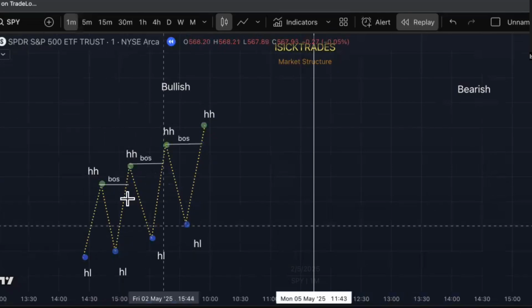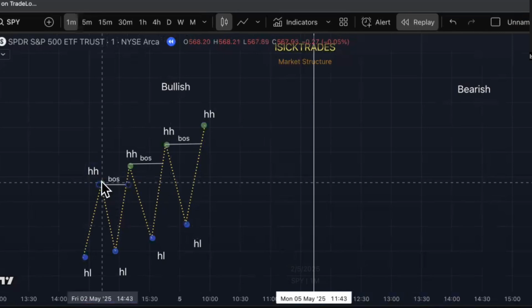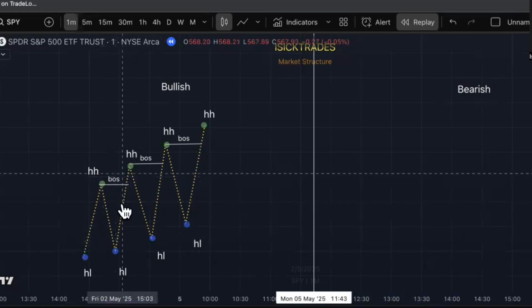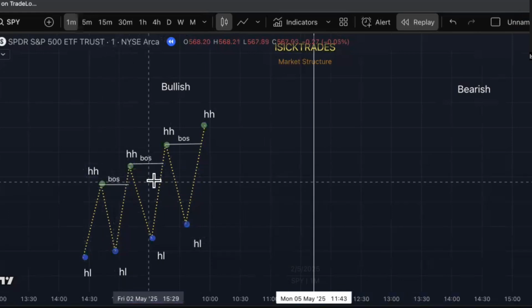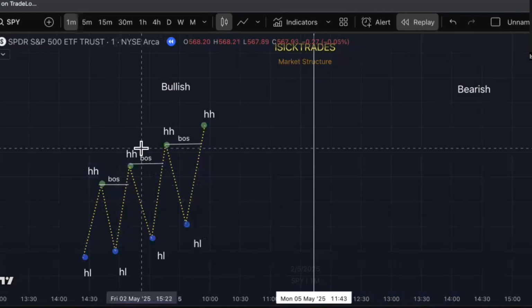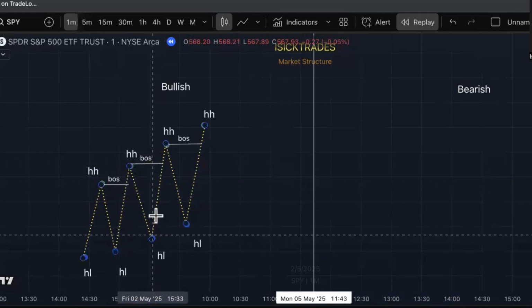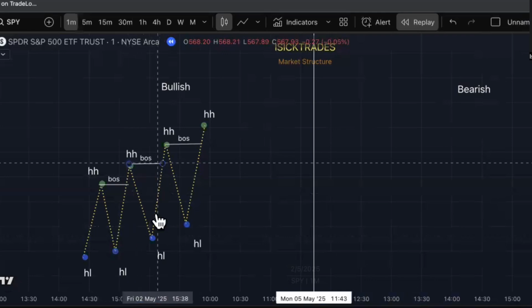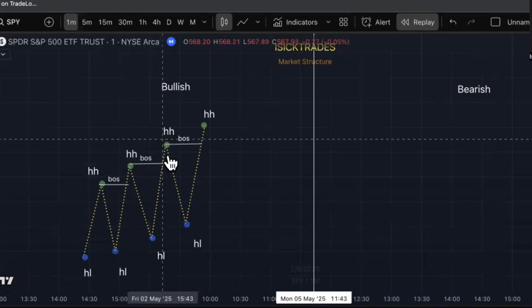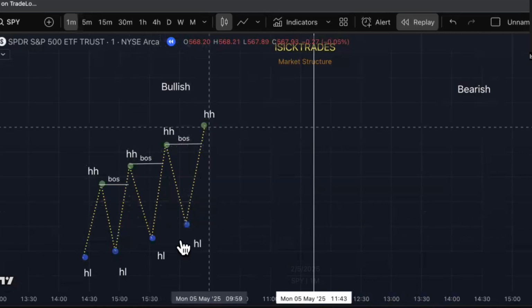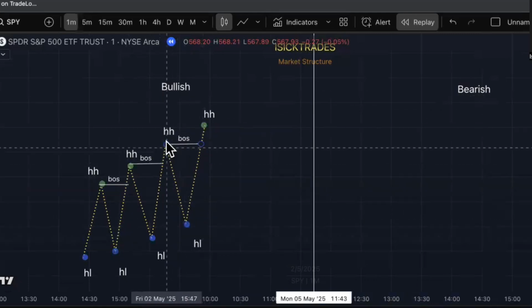And lastly, you're going to have the breaks of structure. So whenever that high is printed in a bullish market structure and we start to have a retracement, once we break that high, that is now the break in market structure. The market is breaking structure. Then again, you'll have a retracement. Once you get back to that expansion, you'll have the break of market structure. And again, retracement back down. Boom. Once we go into that expansion phase and break this high, we have a break in market structure.